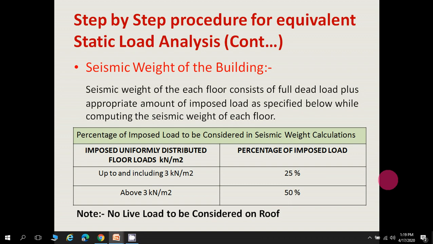So if it is up to 3 kN per meter square, then 25% of that load is to be considered at each floor level, and if it is above 3 kN per meter square, then 50% of that imposed load is to be considered on each floor level, and no live load or imposed load is to be considered on a roof. So always keep in mind, if the imposed load on a floor is up to 3, then 25% of that load, or if above 3, then 50% of that load, and on a roof level there will be no live load or imposed load to be considered.